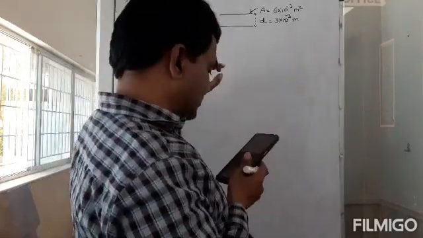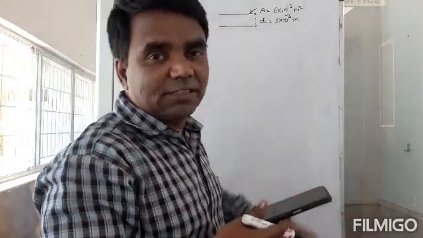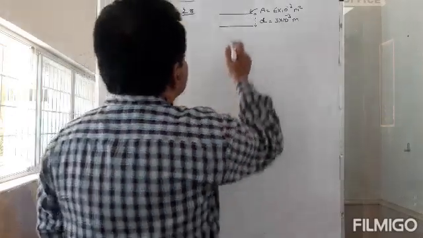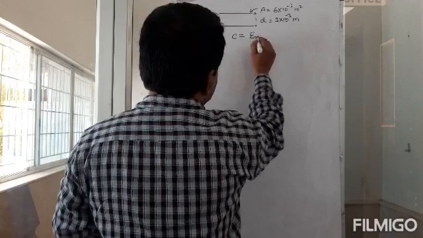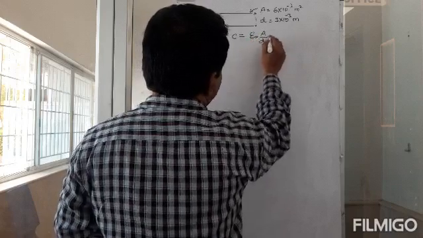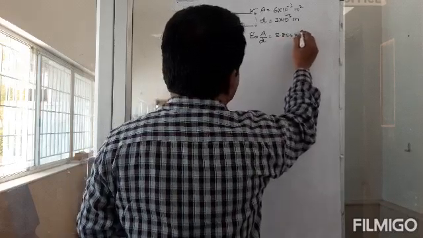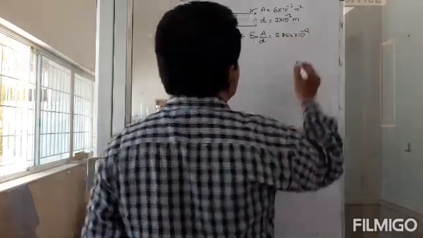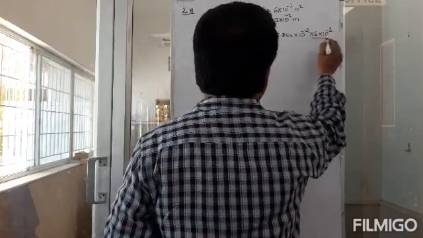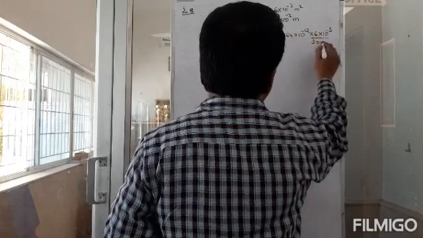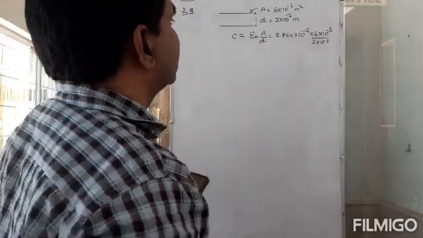So now, it's air between the two plates. Air is like vacuum only, so epsilon naught can be used straight away. So what's the capacitance here? Capacitance for a parallel plate capacitor is given by this expression, epsilon naught A by D. Epsilon naught is 8.854 into 10 power minus 12, and then A is 6 into 10 power minus 3, and then D is 3 into 10 power minus 3. Yes, one is meter square and that one is meter.